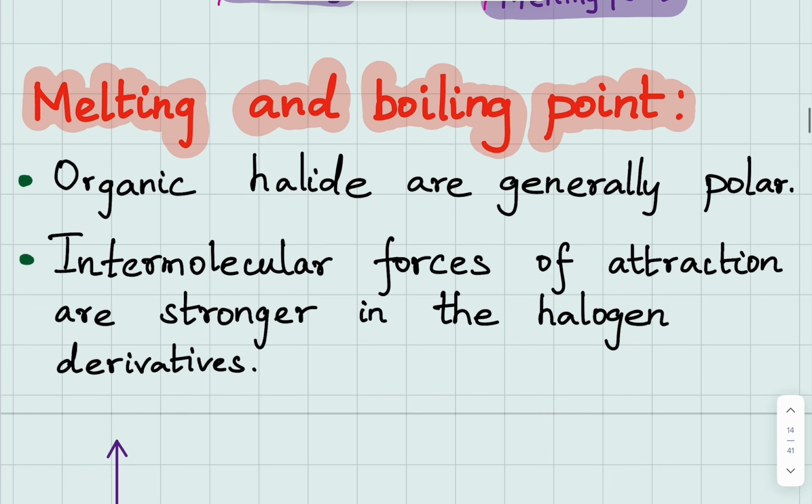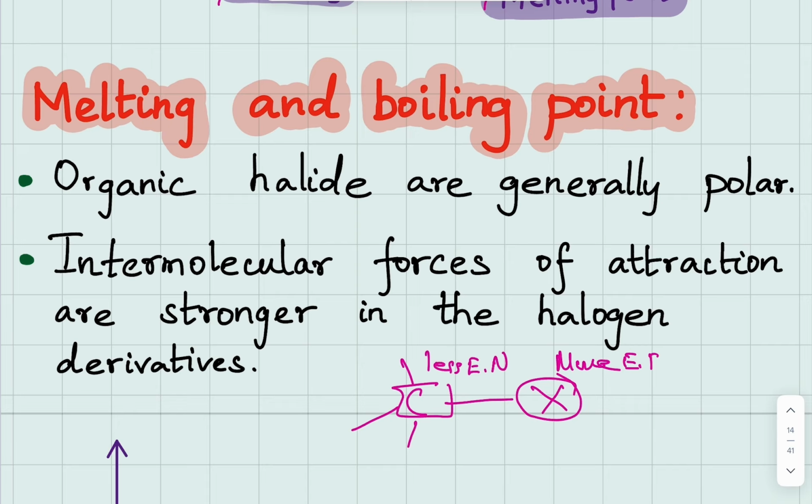Organic halides are generally polar in nature. Why is that? Did you know that in the C-X bond, carbon is less electronegative and the halogen is more electronegative. As a result, carbon has a partial positive charge and the halogen has a partial negative charge. Due to that, it generates polar nature. That is why it leads to stronger intermolecular forces compared to other hydrocarbon derivatives.